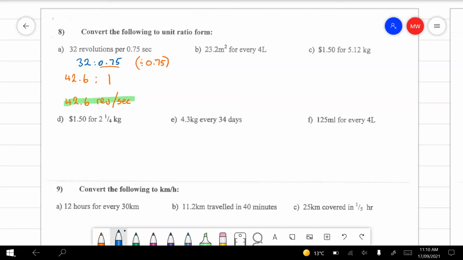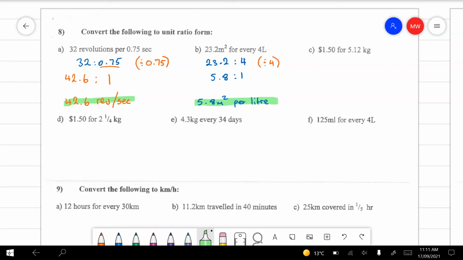So let's go. We have got a certain number of meters, so 23.2 square meters every 4 litres. I don't want it every 4 litres, I want it every 1 litre. So what I'm going to do is I'm going to divide both sides by 4, and I'll end up with a new ratio of 5.8 to 1. And so what you're doing with your calculator is you're saying 23.2 divided by 4, and that's giving you the answer. So 5.8 metres squared per litre.